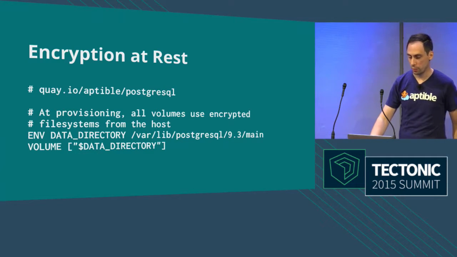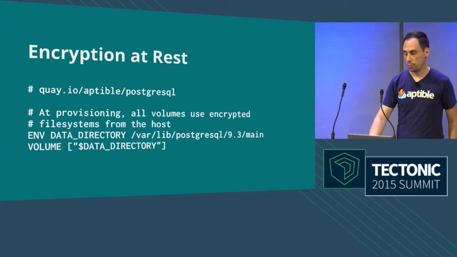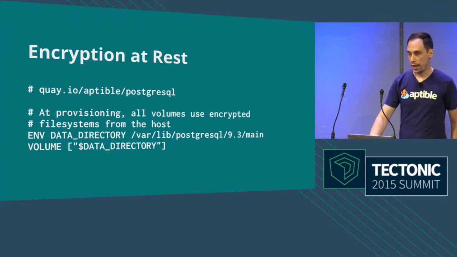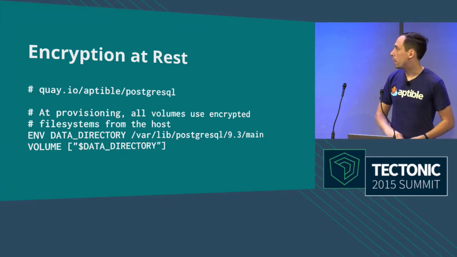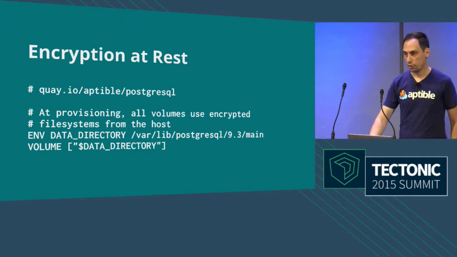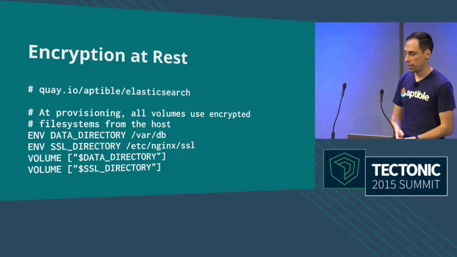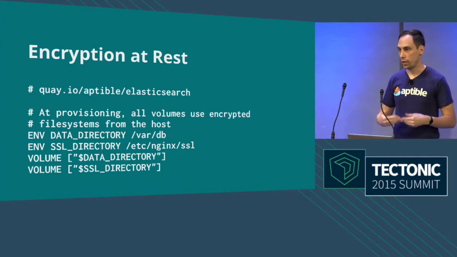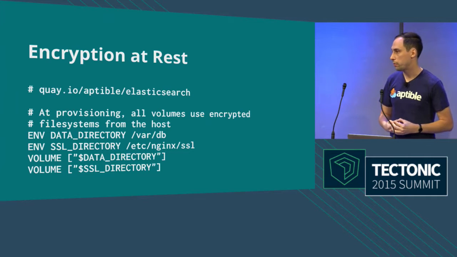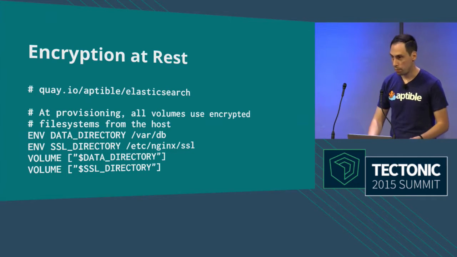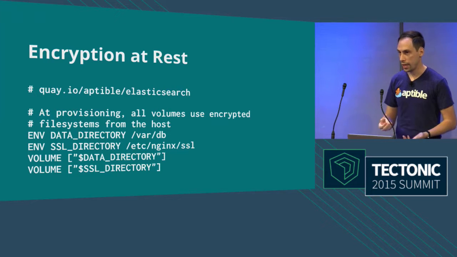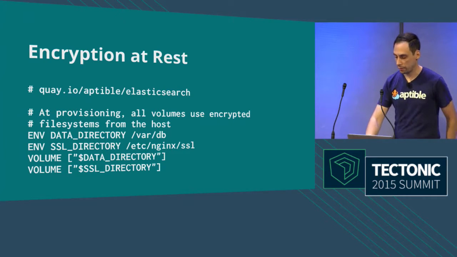This is what it looks like for Postgres, where we specify the Postgres data directory, and the container can have faith that that gets loaded on an encrypted file system that gets periodically backed up as needed. We have the same thing for Elasticsearch. Again, we use the volume metadata to communicate encrypted file system requirements. And that's all part of the container API. We didn't have to build any of that.